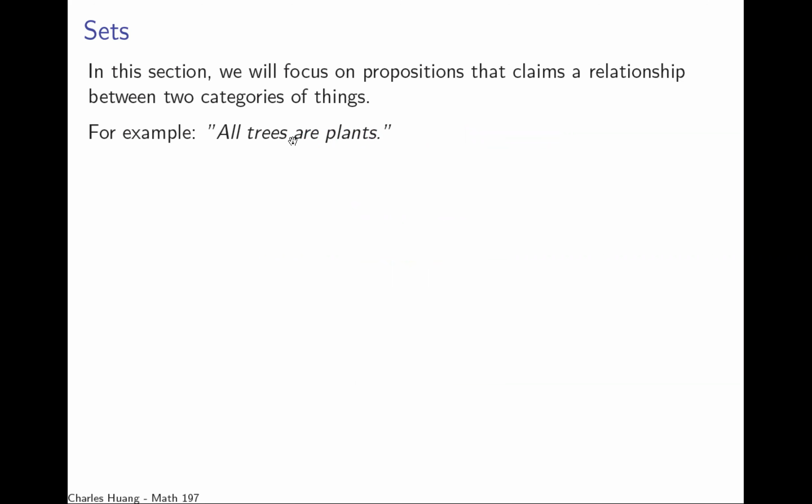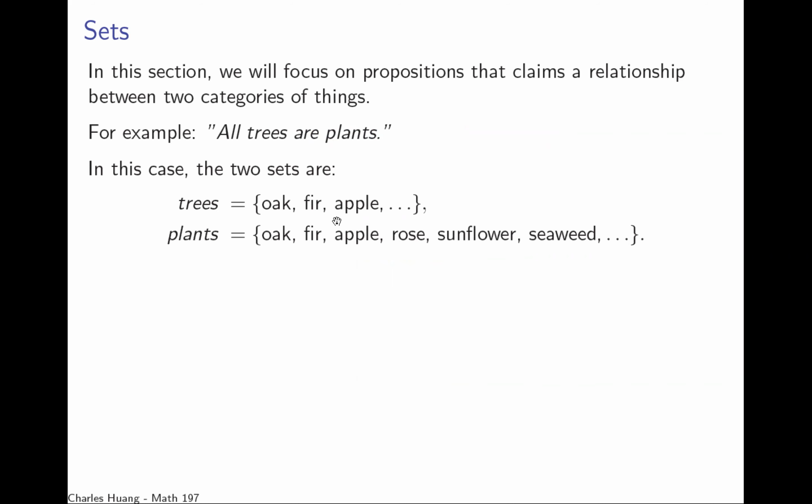To begin, let's consider two different groups of things. Let's consider trees and plants. Of course, we have different types of trees. I can list a few over here. We can have oak tree, fir tree, apple trees, different types of trees. And to show that we have a big group, we will use something called a set in math.